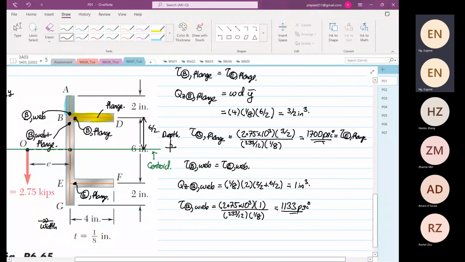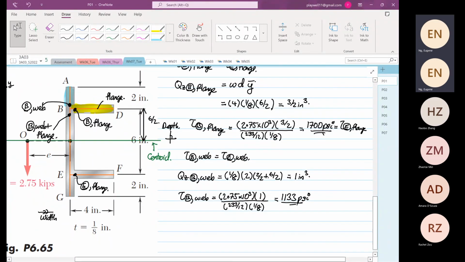And then finally, we are going to find the shear stress at point B for the web plus flange.